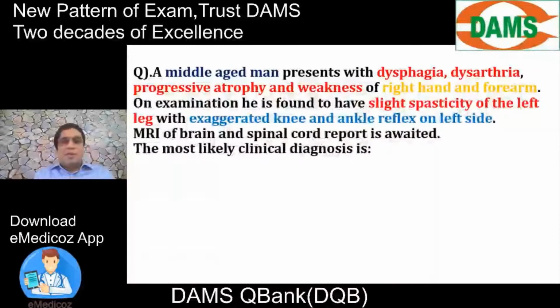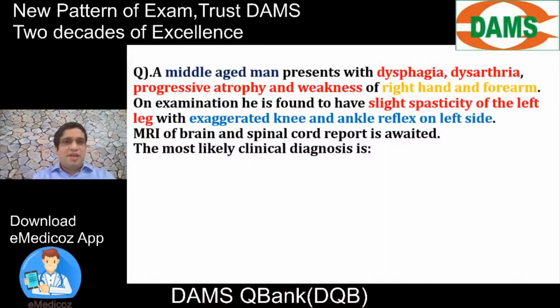A middle-aged man presents with dysphagia and dysarthria as a complaint. If you know, difficulty in swallowing and difficulty in articulation or speech reflects a problem in the lower cranial nerves originating from the brainstem, especially the 10th and the 12th from the medulla. So there is a lesion in the brainstem, the lower brainstem medulla in this case. There is progressive atrophy and weakness of the right hand and the forearm also in the patient.